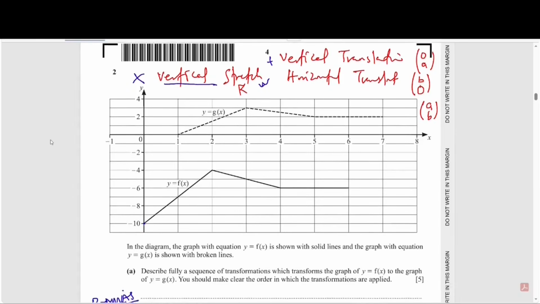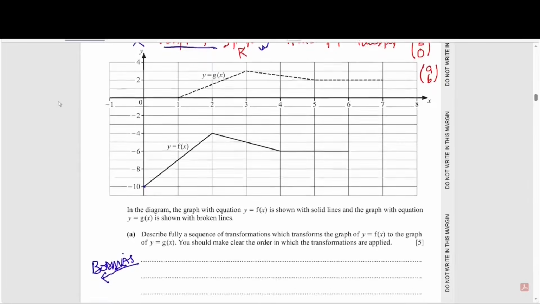So now we know we are going to start with vertical stretch. So let's find out what the stretch factor is. So transformation number one is vertical stretch.